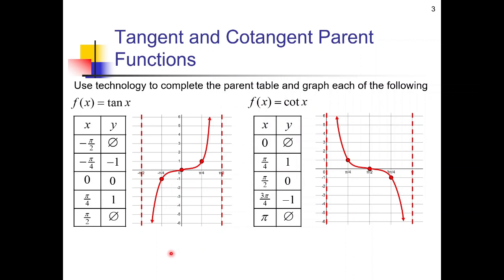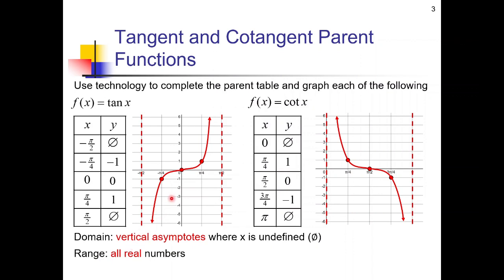If we're talking about the domain, we see that we have vertical asymptotes on these places where the x was undefined. And we saw from looking on Desmos that there was an infinite number of those. We also saw that based off of these, our range is going to be all real numbers. We're going up and down forever. So unlike sine and cosine that kept bouncing back and forth between negative and positive 1, these go forever in both directions. And then the last thing, like sine and cosine, these repeated, they were periodic.